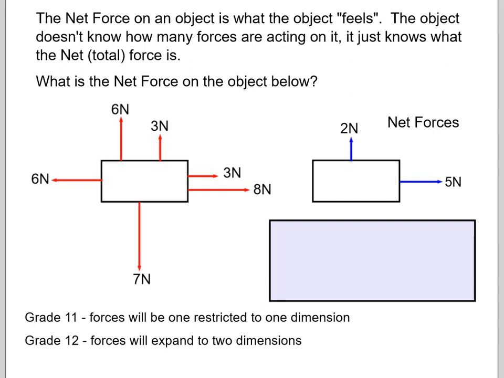So when you look at this shape here, I've got a whole bunch of forces acting on it. So what is the net force on it? Well, if we look in the left to right direction, the horizontal direction, I've got 11 newtons going to the right, 6 newtons going to the left. The object only feels 5 newtons to the right. Okay, if I look in the vertical direction, I've got 9 newtons going upwards, 7 newtons going downwards. It only feels 2 newtons going upwards.